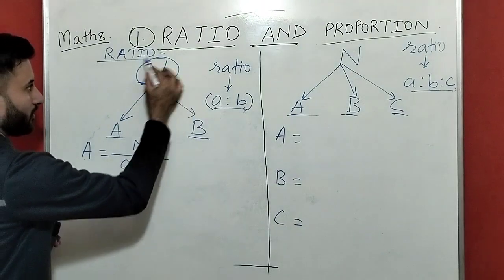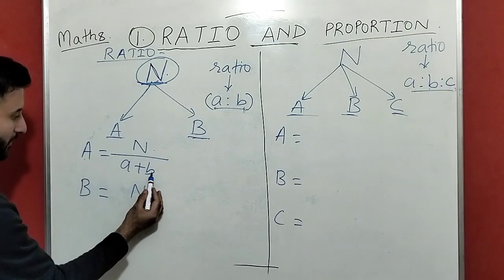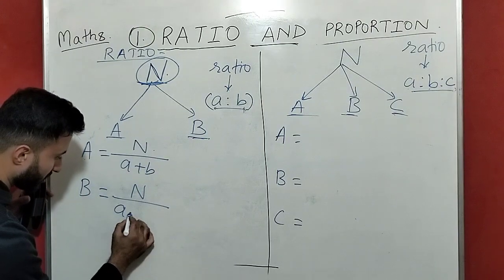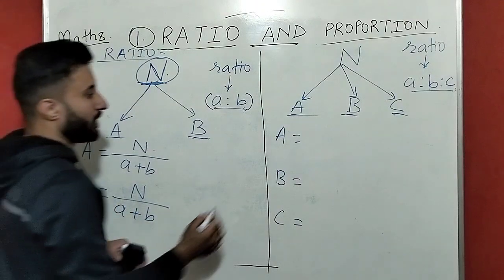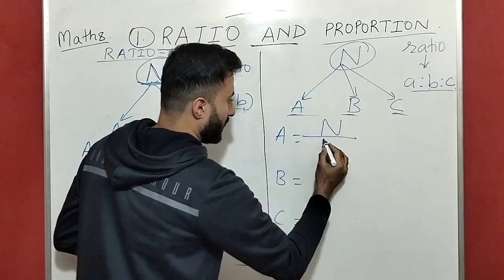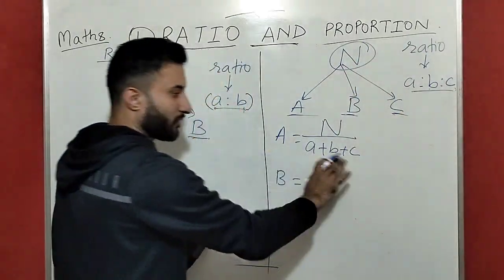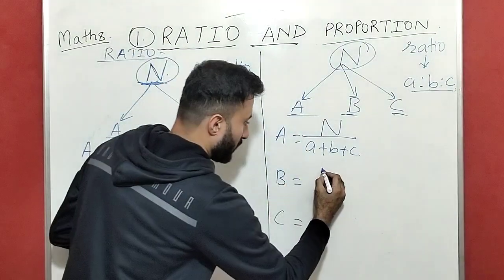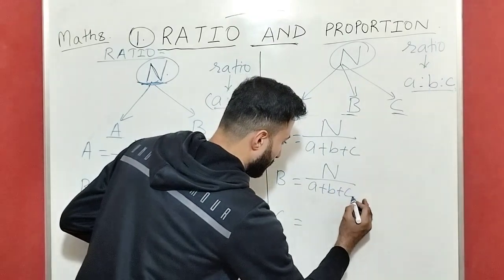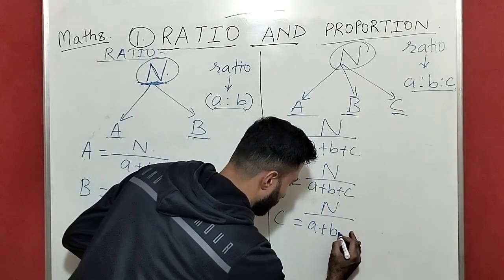The given number divided by the sum of the ratios A plus B. Same here for B also: the given number divided by the sum of the ratios. Here the ratio has 3 terms, so the sum of the ratio is A plus B plus C. Here also the same: the given number divided by the sum of the ratios.